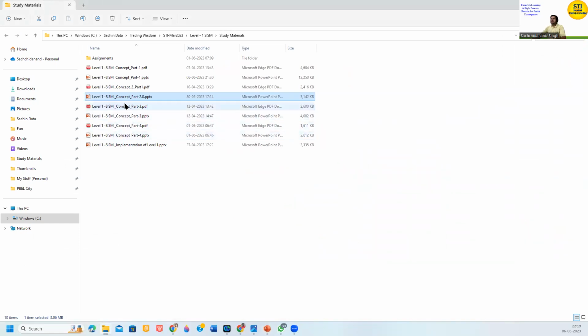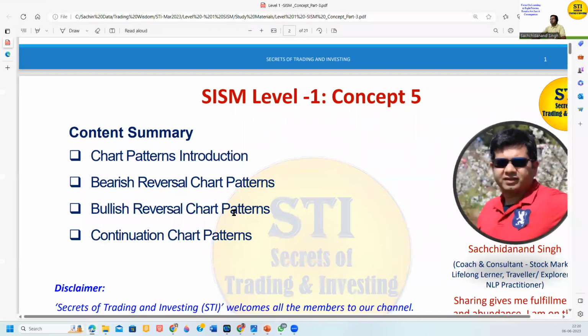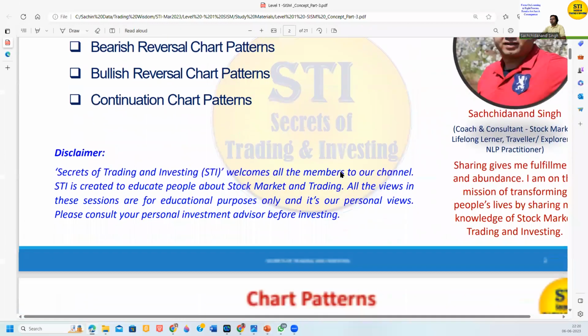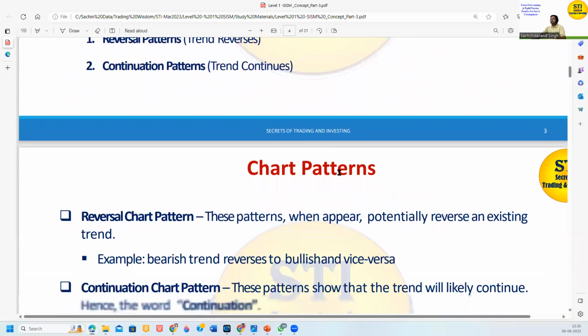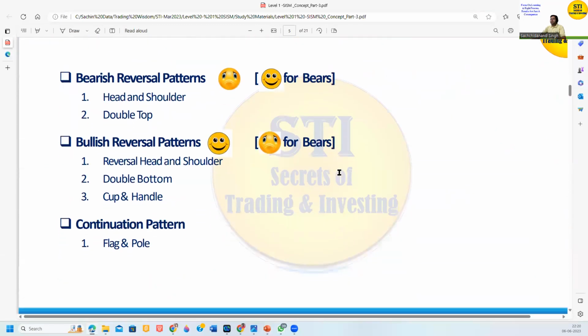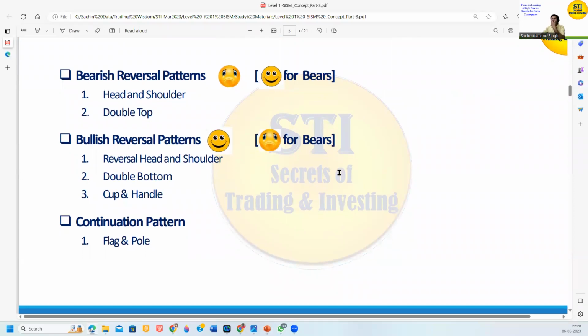Next part was level 3. Let us see what are the concepts that we have learned in this one. The PPT was having some issues, so I'm taking the help of the PDF file. So it is basically some chart patterns.